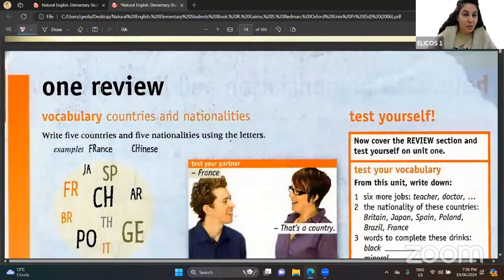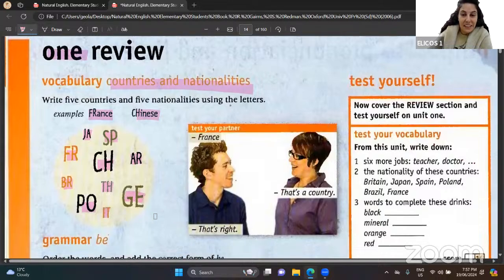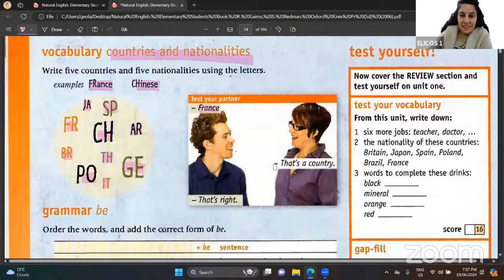Okay, let's look at the review for this part that we just did. So remember we looked at countries and nationalities. So France, Chinese, what would this one be? Spain, yeah. Japanese, French, Chinese, Argentina, Brazil, Poland, Thailand, Italy, Germany. So this says France, and he says that's a country. And he says that's right.